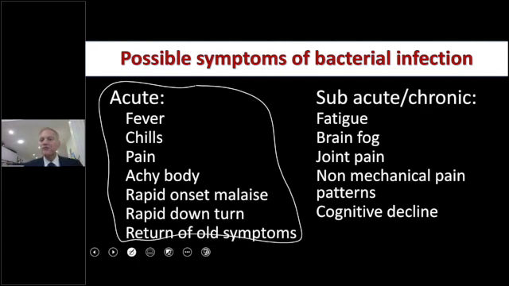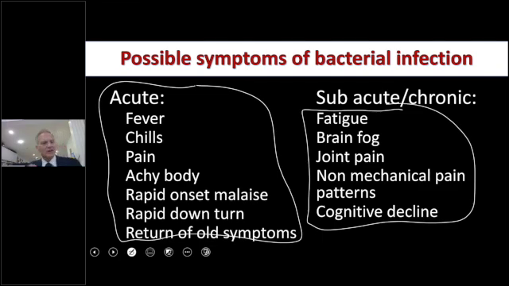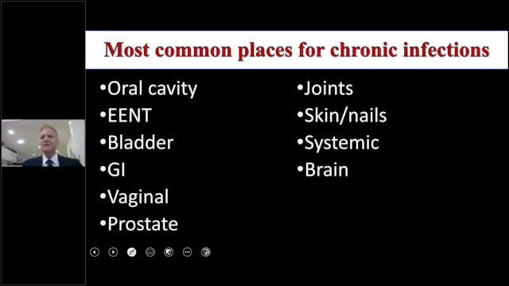So, all right, subacute, you can see things like brain fog, fatigue, joint pain, non-mechanical pain patterns, and cognitive decline. Most common places for chronic infections, as we talked about before: oral cavity. You want to really look in there, look at the mouth, look at the teeth. EENT, bladder, GI, vaginal, prostate, joints, skin, nails, the fungals, and even psoriasis, systemic, and brain. So these are common places. And then, as I said, I'm going to give you these slides if you like them.